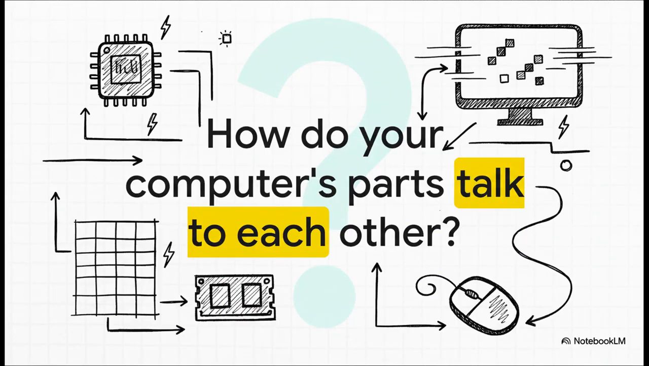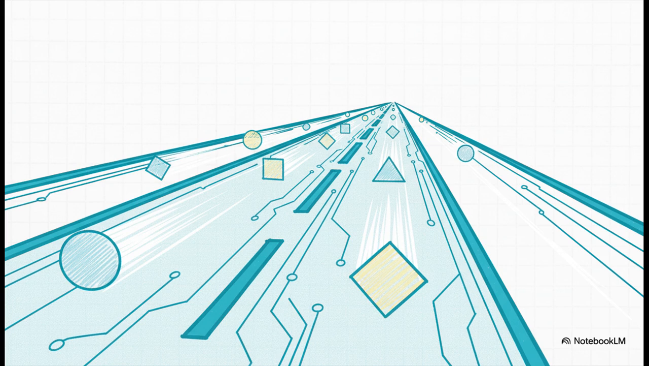I mean, really think about it. How does your computer's brain, the processor, talk to its memory? How does something as simple as you clicking the mouse turn into an action on your screen, like instantly? It's a huge communication puzzle, and it's absolutely central to how your computer does, well, anything. Well, the answer is pretty cool, actually.